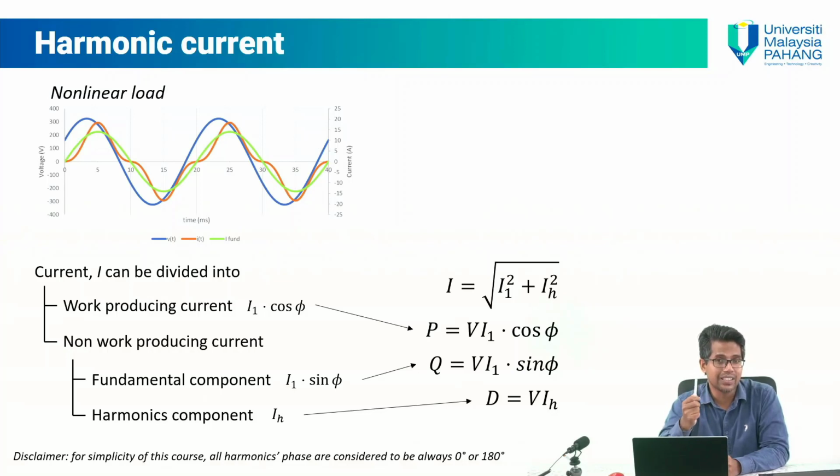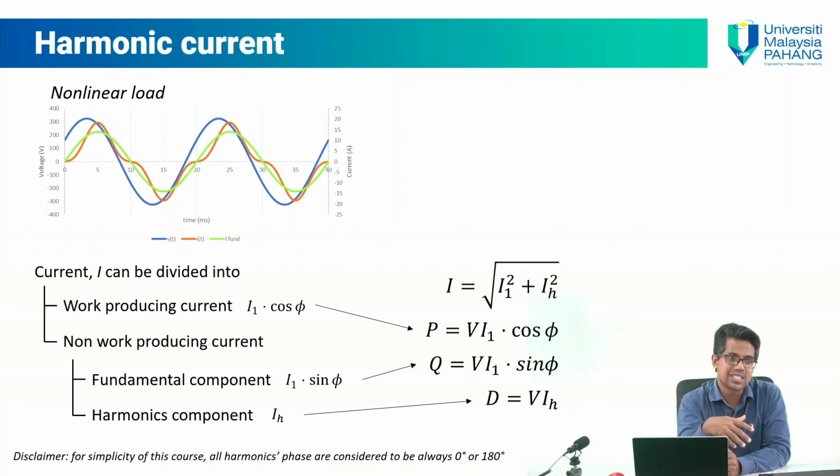You must remember that I is the fundamental. The non-work-producing current, the fundamental current, sine theta, contributes into Q, reactive power: V, I fundamental, sine phi. And the harmonics component, I put IH, will contribute into the distortion power. This is a new kind of sort of reactive power, because it doesn't produce any work, but it's not displacement.